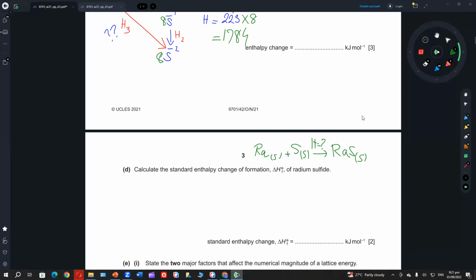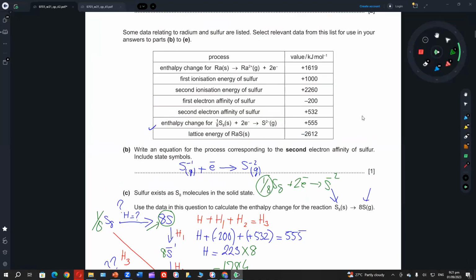This is how you always have to think. Now you have to make a link for all the possible equations which can help here. We have the lattice enthalpy of radium sulfide, right? So that is looking right to me. If I break this lattice, I will get Ra2+ and S2-. If I make this lattice, Ra2+ plus S2- gives me RaS.